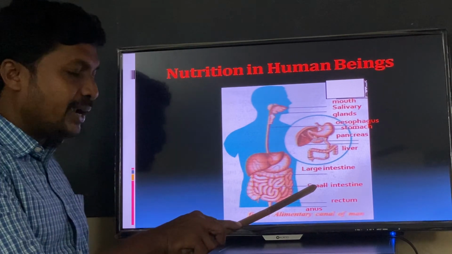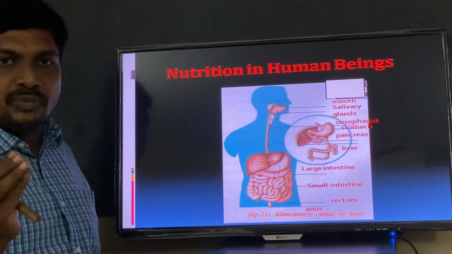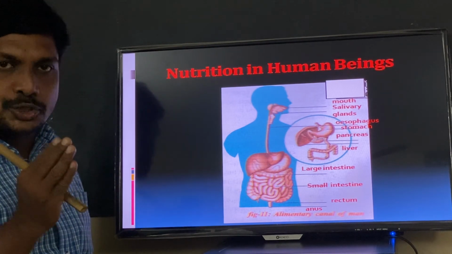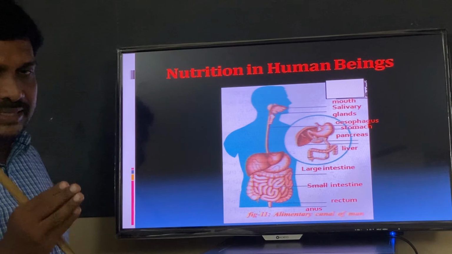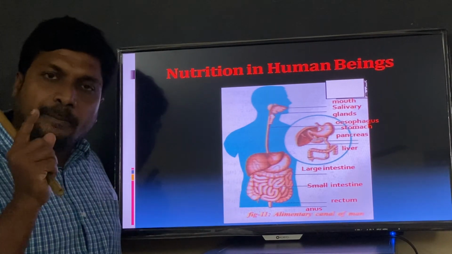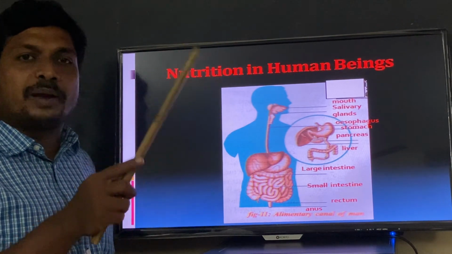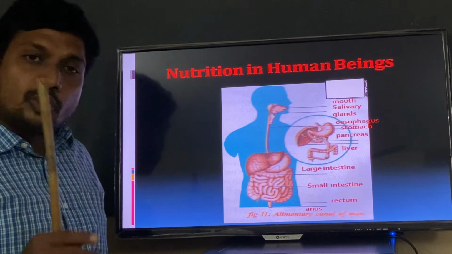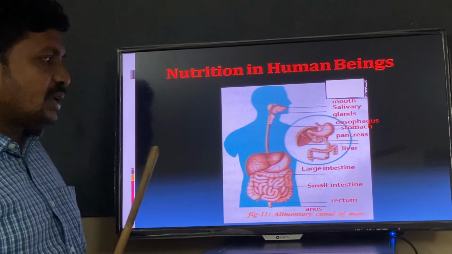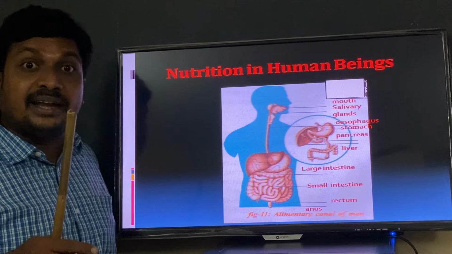Sucrase released from small intestine acts on sucrose. Sucrose means cane sugar. The sugar present in sugar cane is known as sucrose, a complex sugar, and it is converted into glucose. Two enzymes are released from small intestine, one is peptidases, another one is sucrase. Peptidases converts peptides into amino acids. Sucrase converts sucrose into glucose.